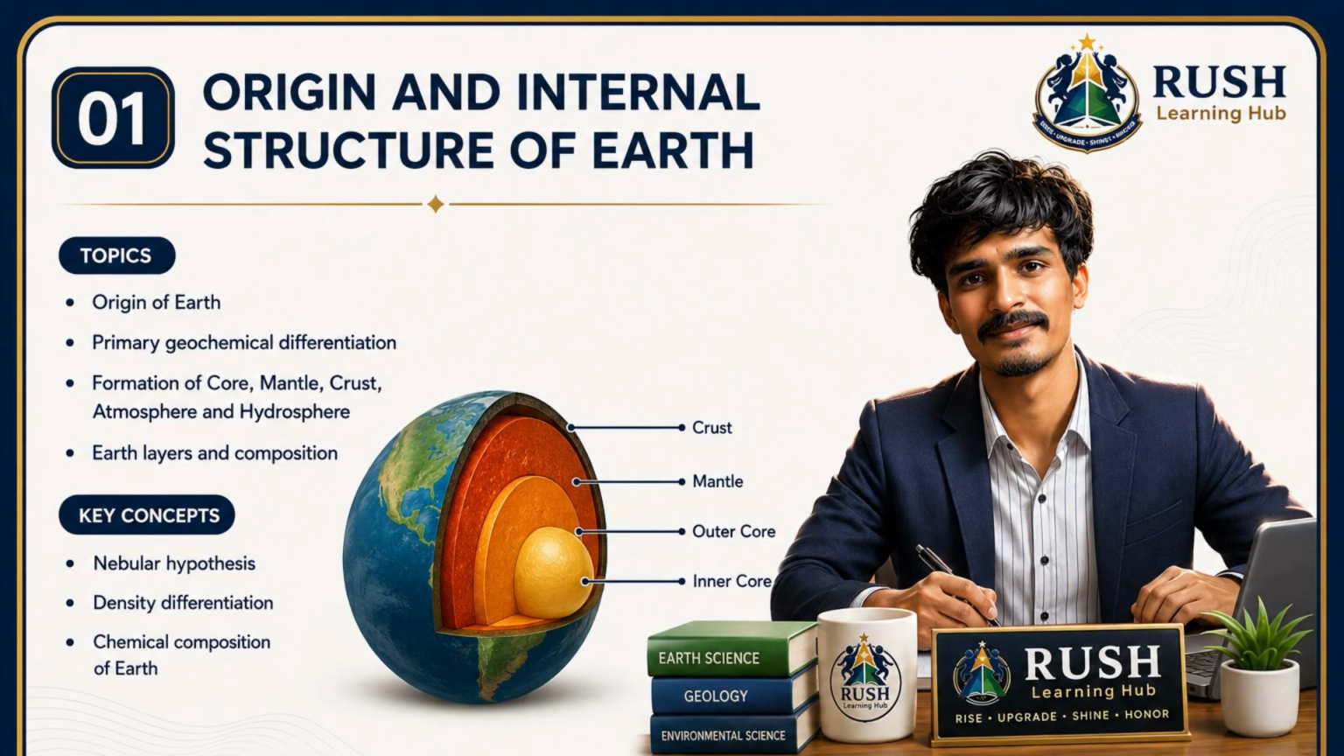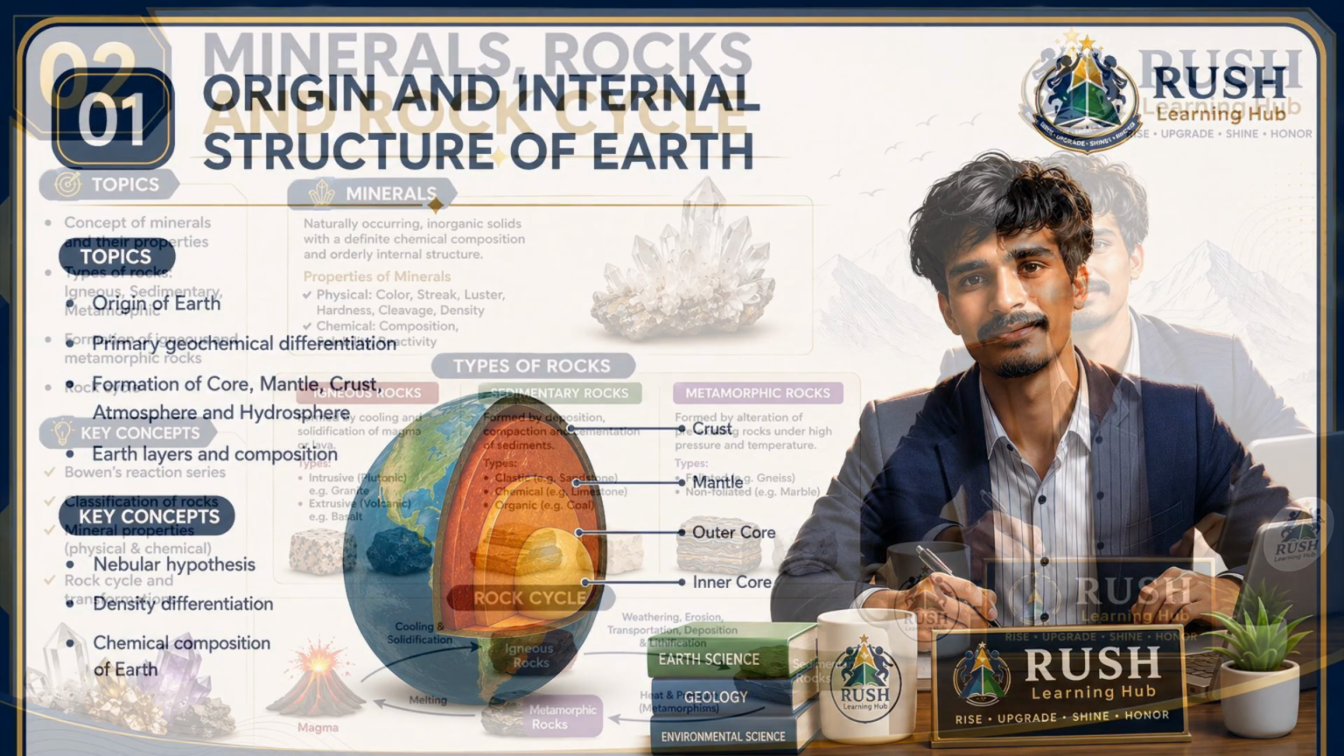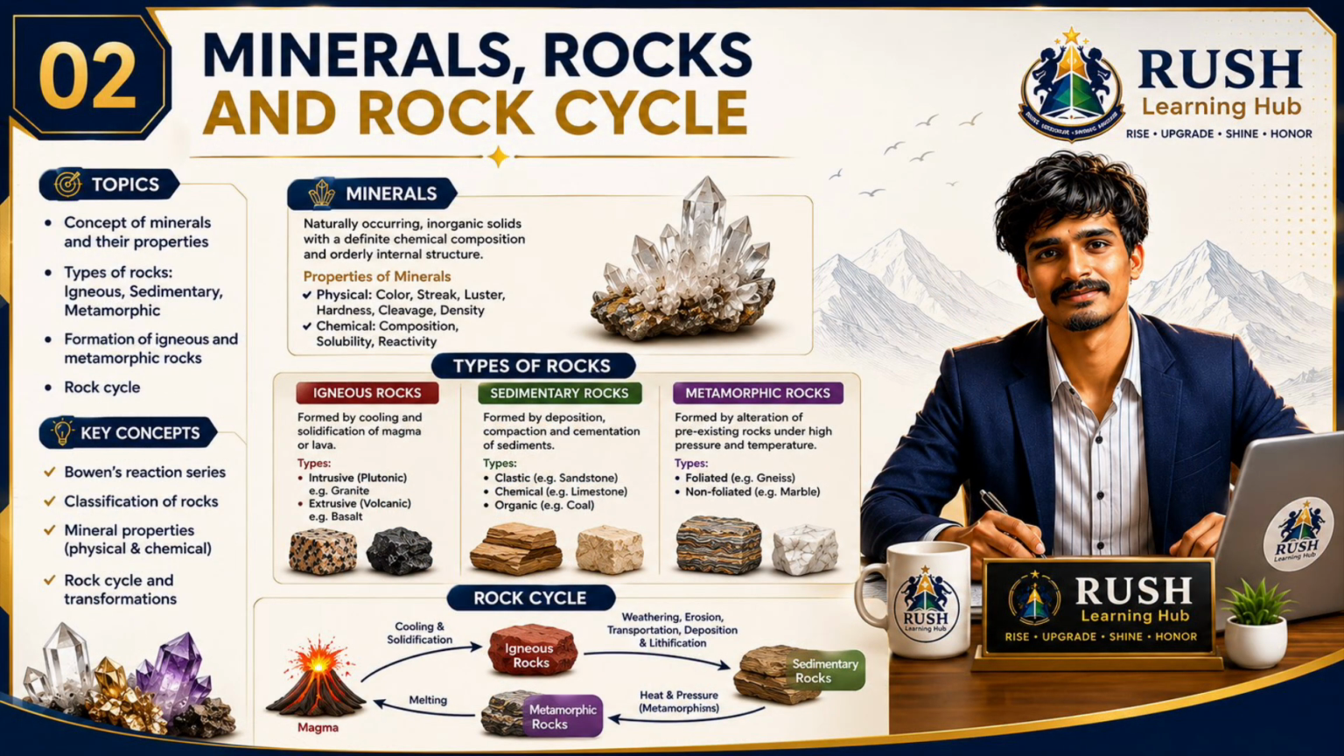Now, let's move to the next topic: minerals, rocks, and the rock cycle. Let us begin with minerals. A mineral is a naturally occurring, inorganic solid having a definite chemical composition and an orderly internal crystal structure. Minerals are the fundamental building blocks of rocks. Minerals possess several physical properties such as color, streak, luster, hardness, cleavage, and density. Their chemical properties include composition, solubility, and reactivity.